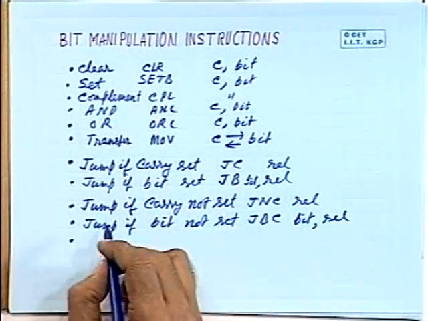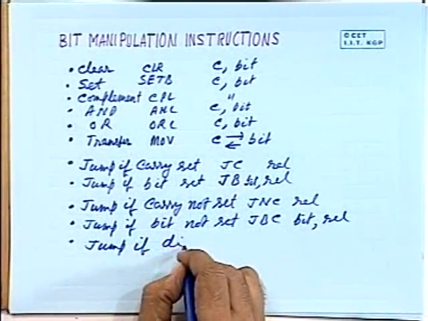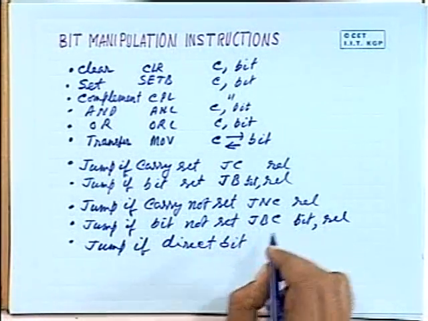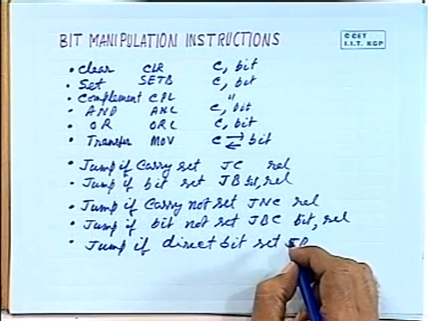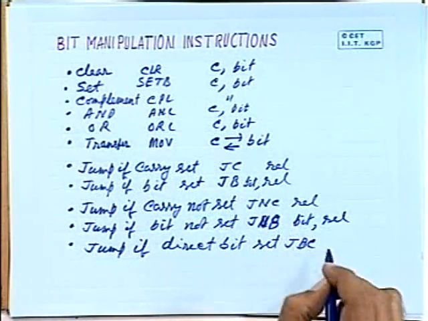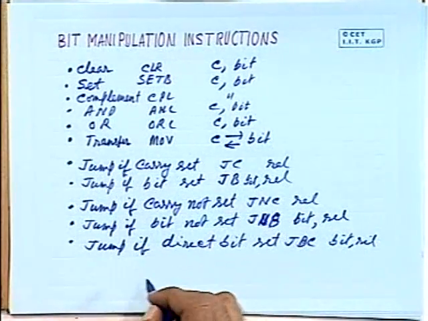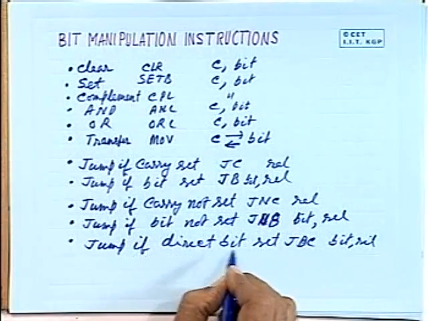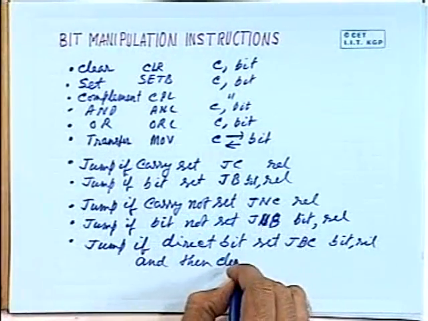Then finally, you have got jump if direct bit set, JBC, sorry, here it will be JNB, here it is JBC, and bit and relative. Jump if direct bit set and then clear. This is the instruction. So these are the various types of bit manipulation instructions which are available in 8051.